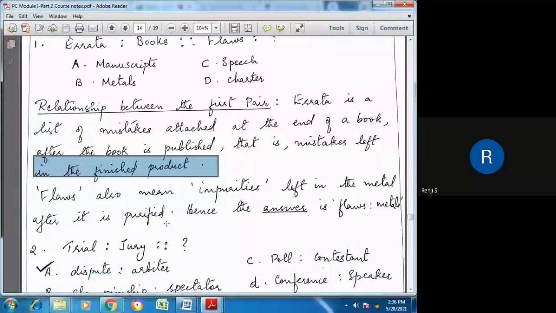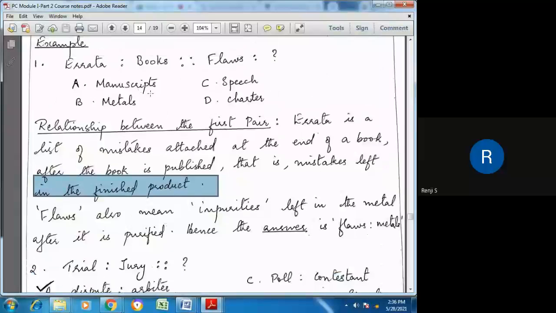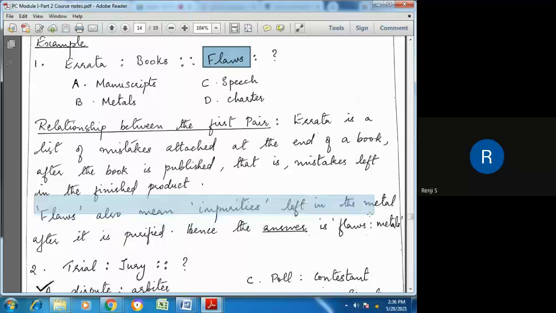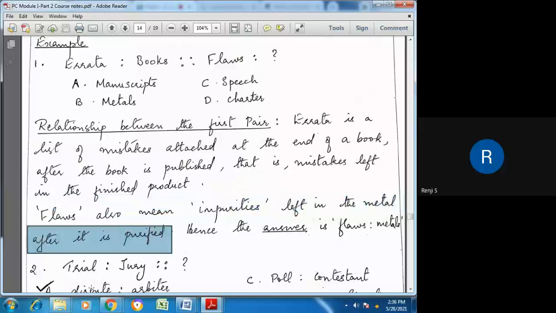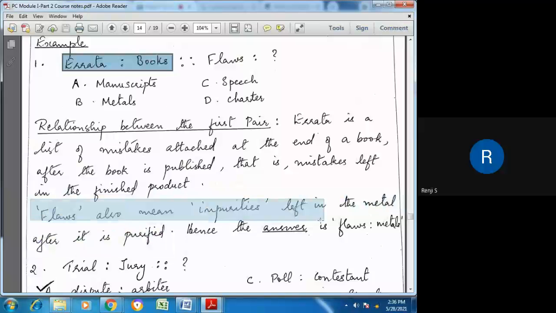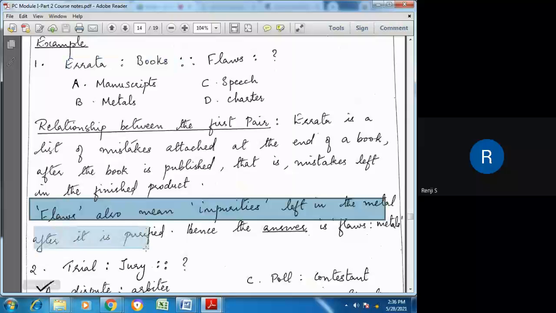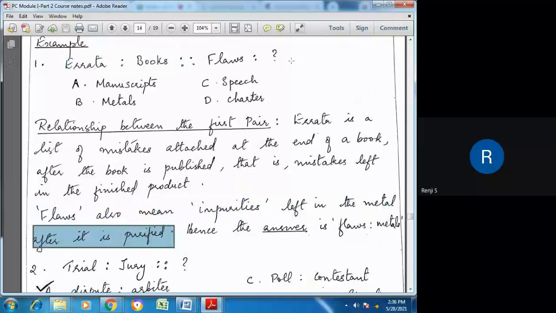That is the relationship. So when we consider the four options, flaws are the impurities left in the metal after it has been purified. So just like errata are the mistakes in books after they have been published, flaws are the impurities left in the metal after it has been purified. So you can write flaws is to metals. Is it clear?